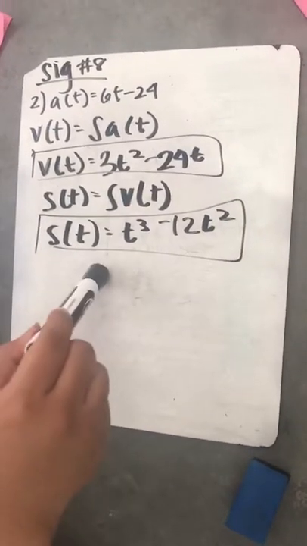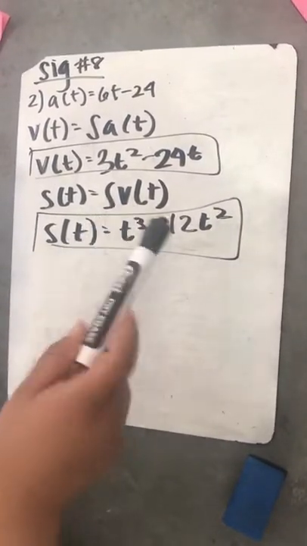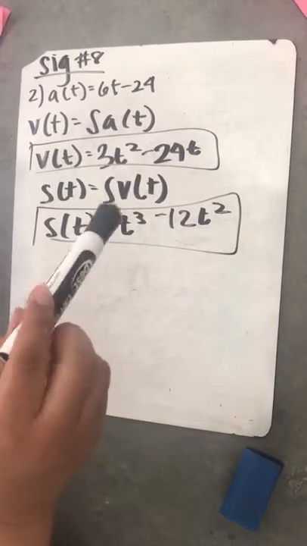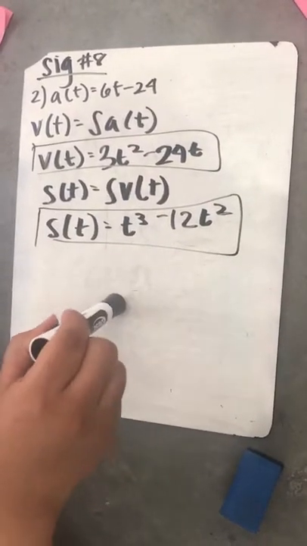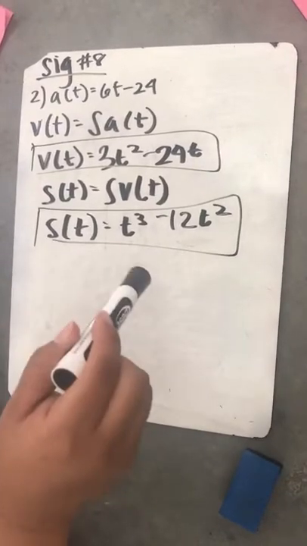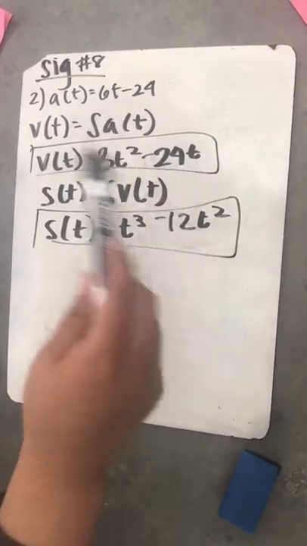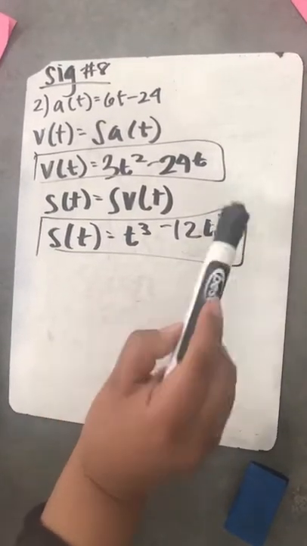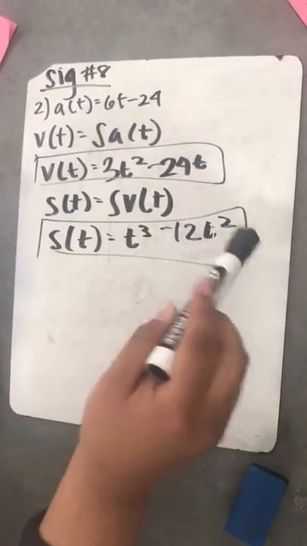And then we did the same for the position function. We added 1 to the exponent and then divided by the same number in the denominator, and it simplified to t cubed, and then for 24t we would add an exponent and divide in the denominator by the same number, and it would simplify to 12t squared.